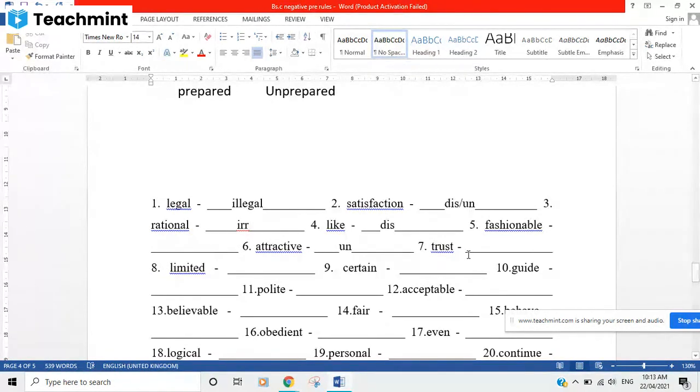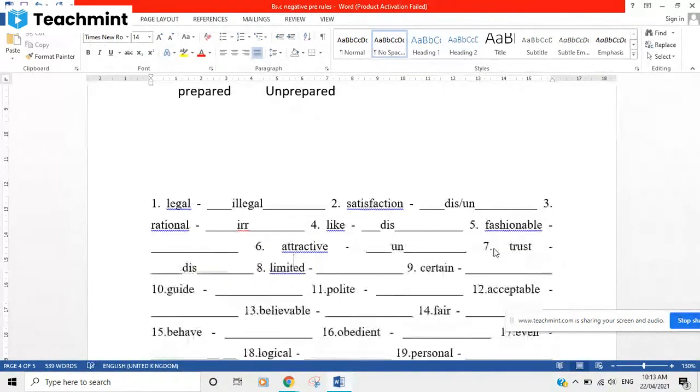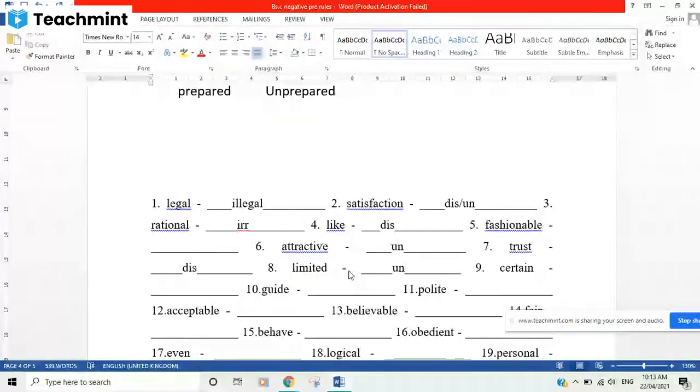Which negative prefix will you use before this word avoidable? Yes, no, no, only unavoidable. Okay, then complete becomes... Yes, complete becomes incomplete.